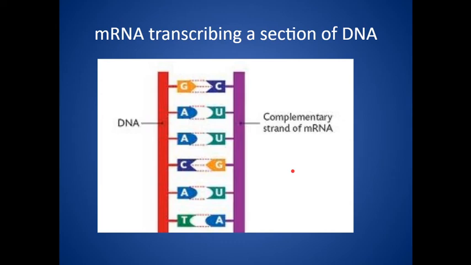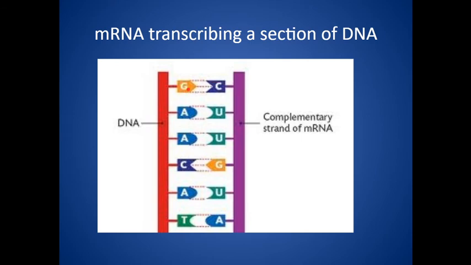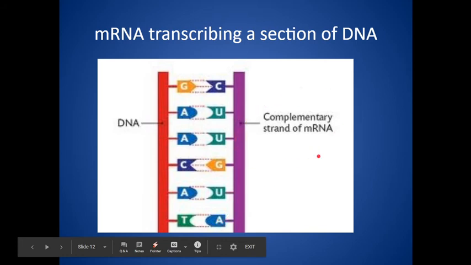We can see here this is the first step, transcription, and this is occurring inside the nucleus. We've got our DNA molecule here, and we've got messenger RNA, which is complementary base paired to the DNA bases. We can see here G, C, A, U. No thymine, we've got uracil. Same here, A, U, C, G, A, U, and then thymine for the DNA, and adenine for the mRNA.